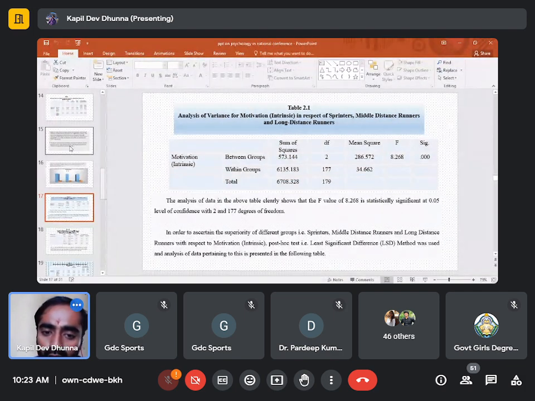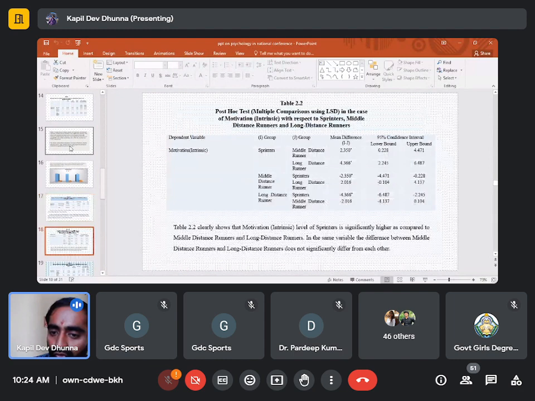Motivation intrinsic. There are two groups. Between the groups, the degree of freedom is 2, and within the groups, the degree of freedom is 177. Now we have our F value as 8.268 and P value as 0.00. So the F value 8.268 is statistically significant at the 0.05 level of confidence.